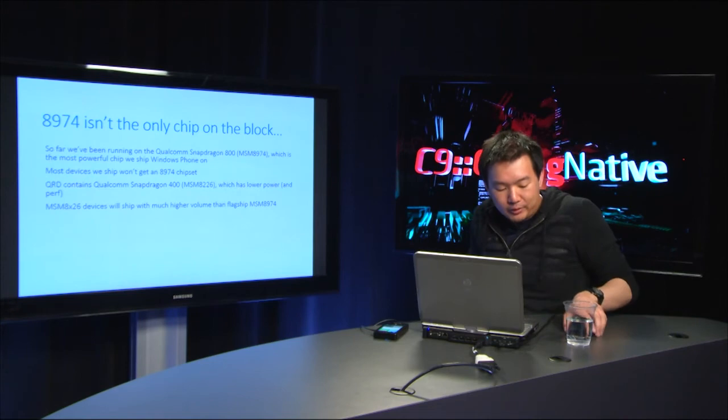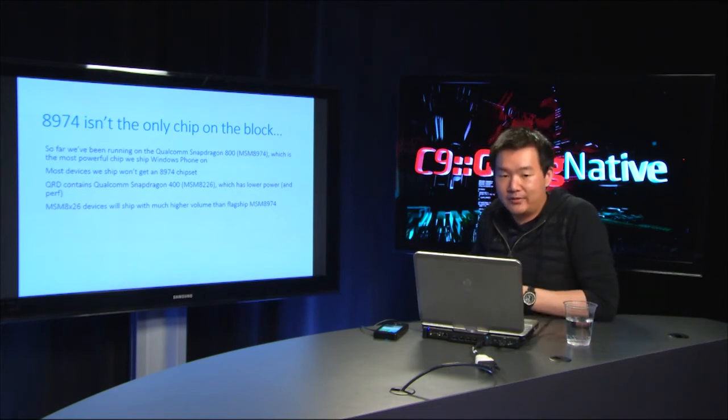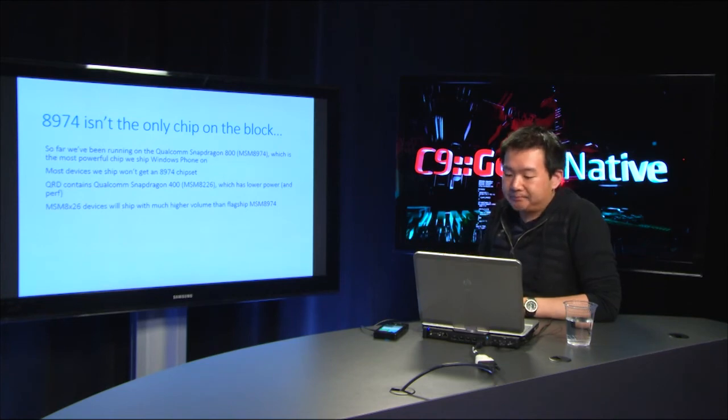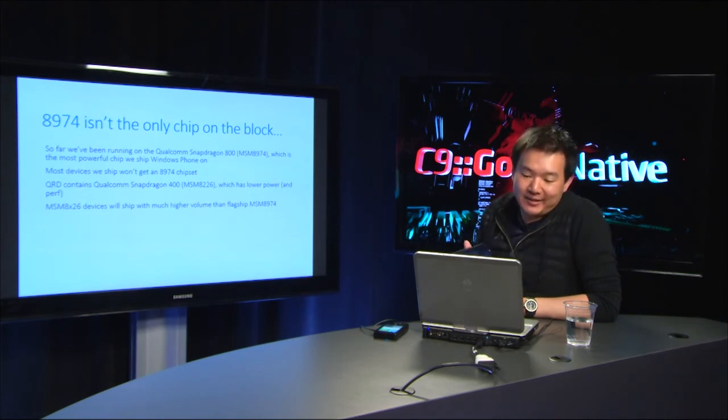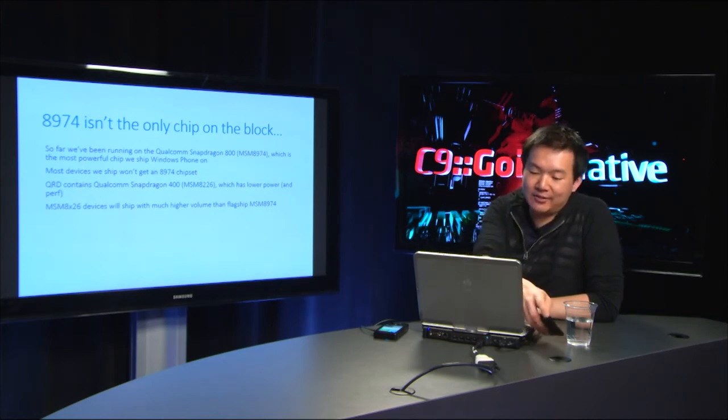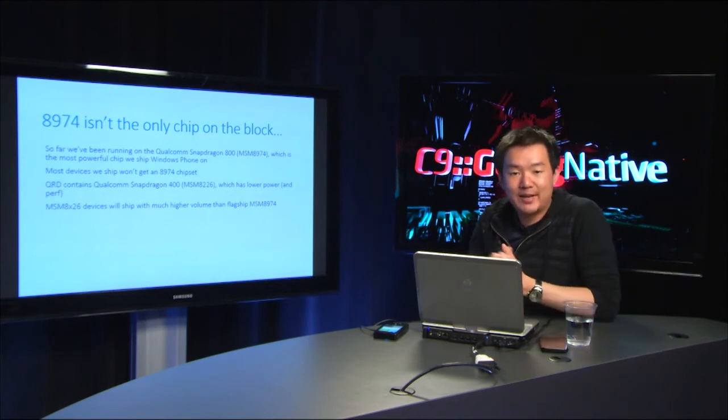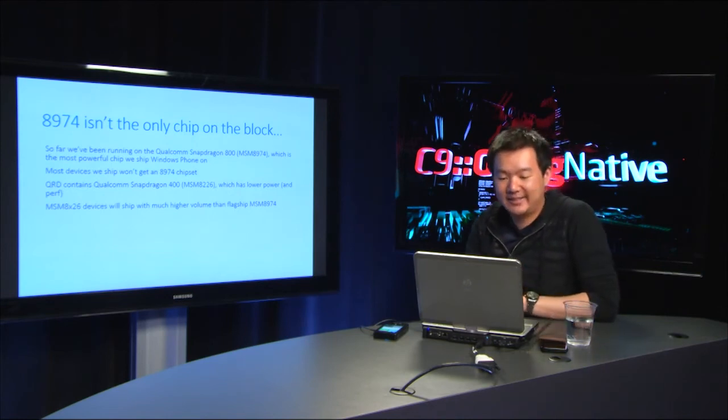But really, the bulk of the devices that we'll be shipping, most of the phones that people buy, are going to be more like this, more like the QID. And this QID has a Snapdragon 400 in it, which is somewhat less powerful and lower power consumption than what we've been using so far. So we want our application to run well on the QID as well.